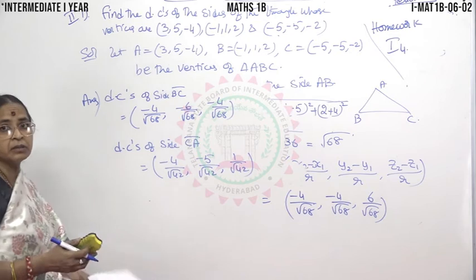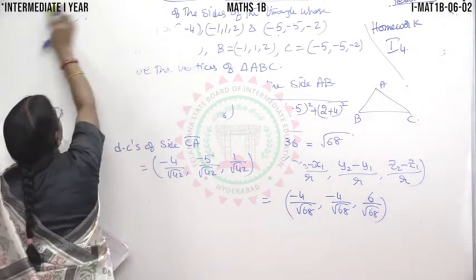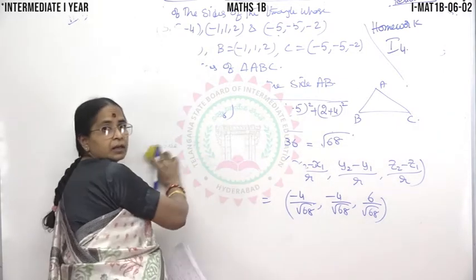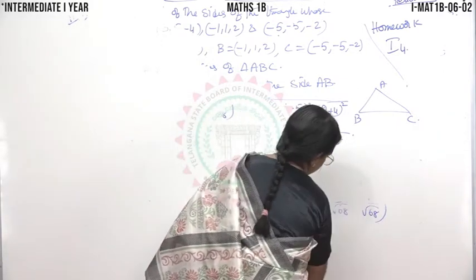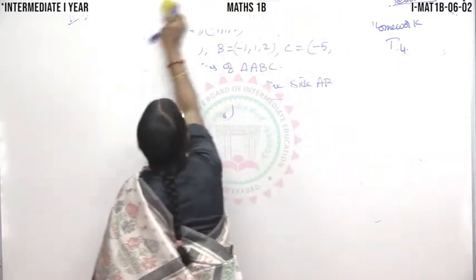Okay, next the last problem in this direction cosines. So still we have 5 minutes. Fourth problem you can take as homework.